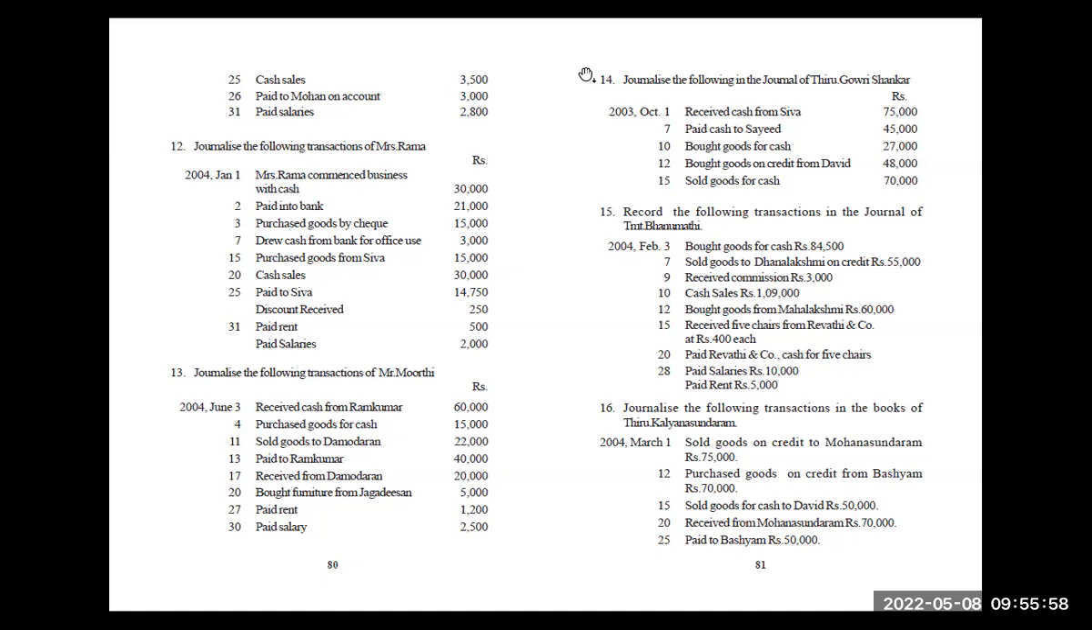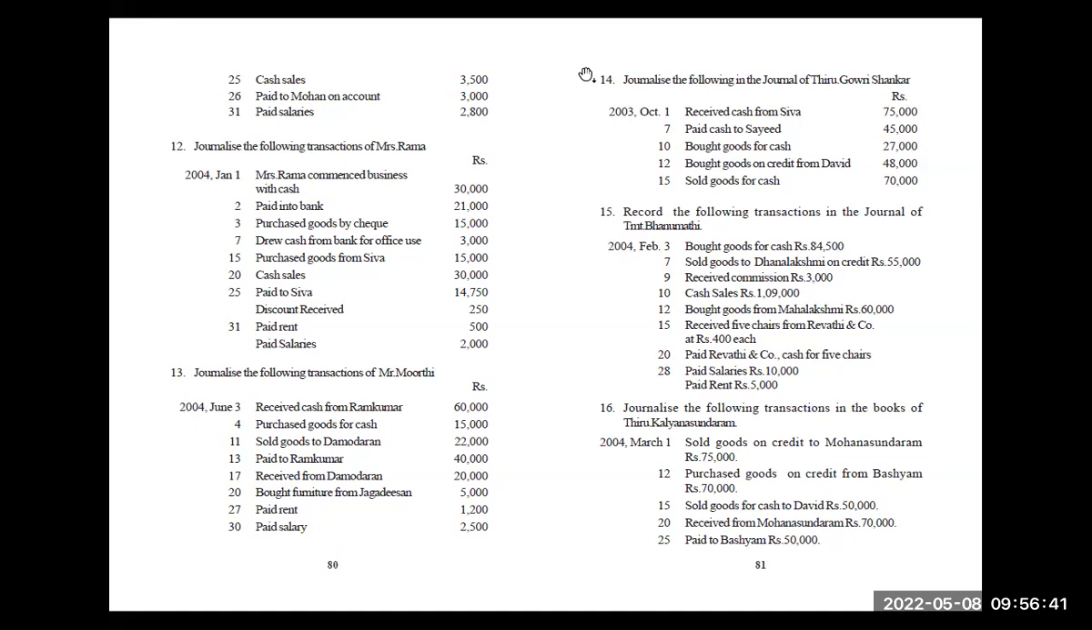Okay. Purchase to cash. Next one is purchase account debit to cash 15,000. Then June 11th, Damodaran account debit to sales account 22,000 being goods sold to Damodaran. Okay. 13th one. Ram Kumar account debit 40,000 to cash account 40,000 being cash paid to Ram Kumar.